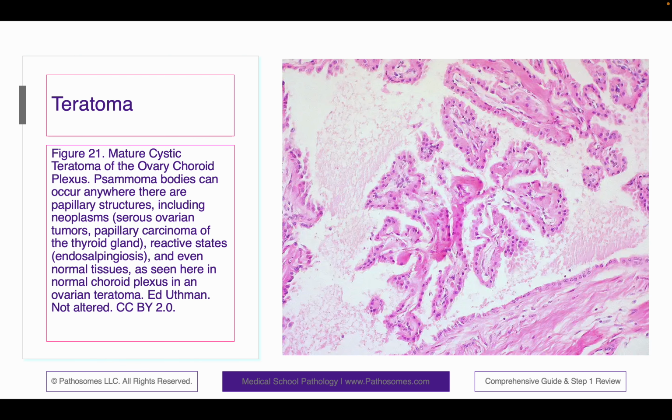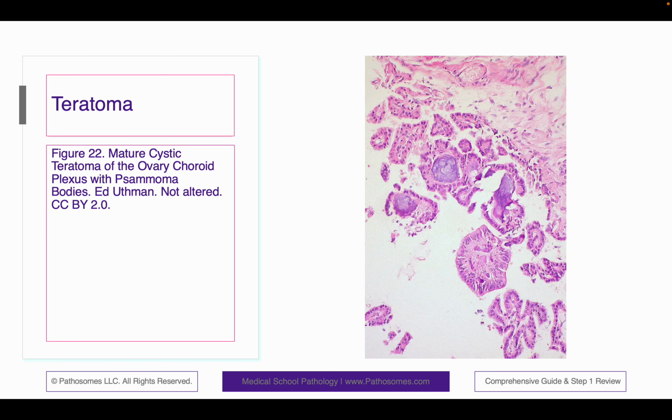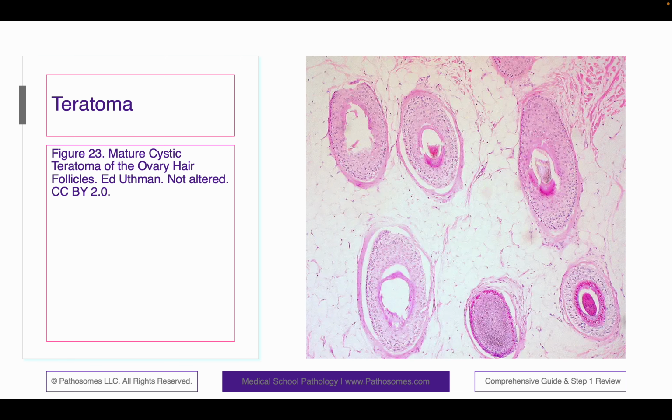And this is a mature cystic teratoma of the ovary, showcasing Psammoma bodies that are occurring within the papillary structures, right? And again, we see that on lower magnification. And again, we have a teratoma that's been bisected and taken to the lab and made an H&E slide out of it, and it's strictly showcasing these hair follicles that were present within a teratoma.